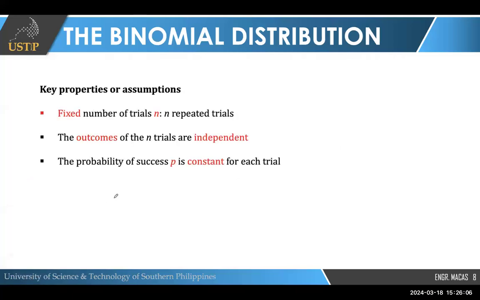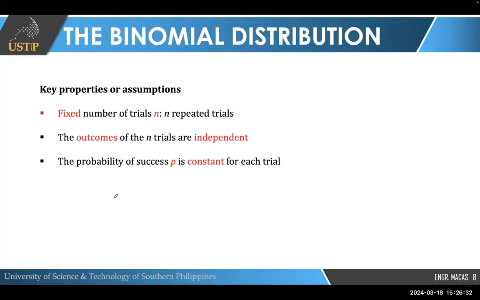Okay. So, I mentioned earlier that there are key properties or assumptions for the binomial distribution. Number 1, there is a fixed number of trials, n, and they are repeated trials, meaning there's an assumption that nothing changes in your next trial, or there is no other factor included. The trials are similar and consistent. Okay? And then it is repeated.